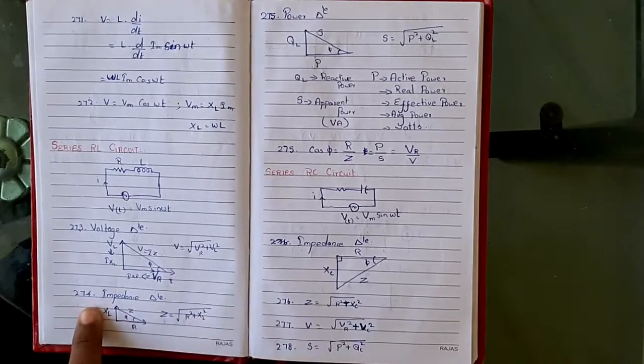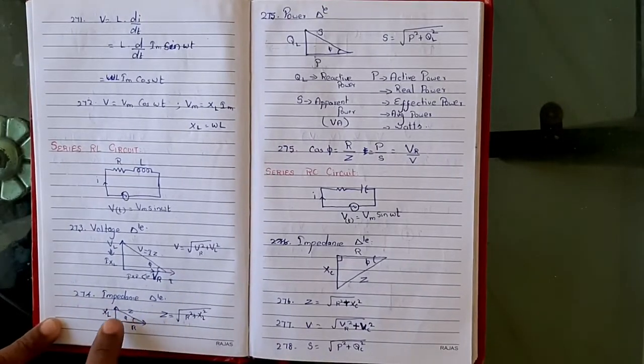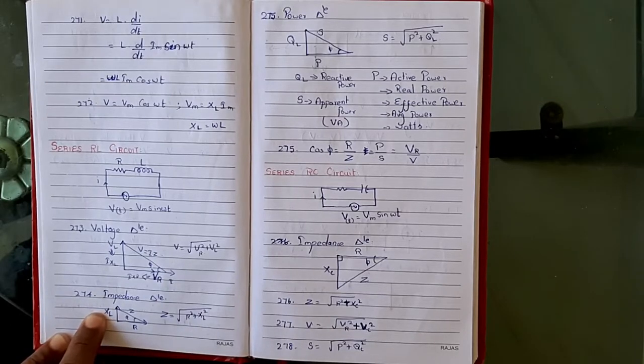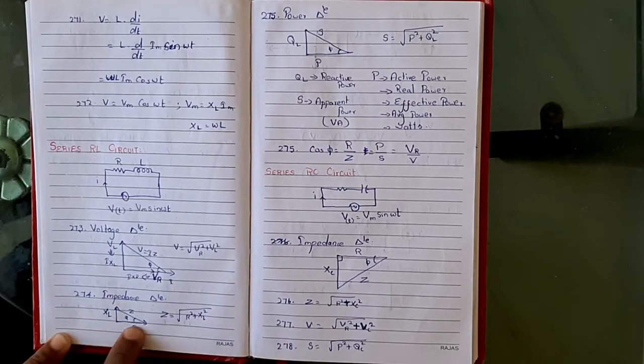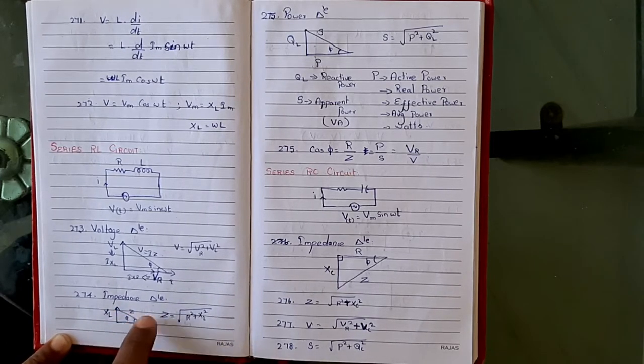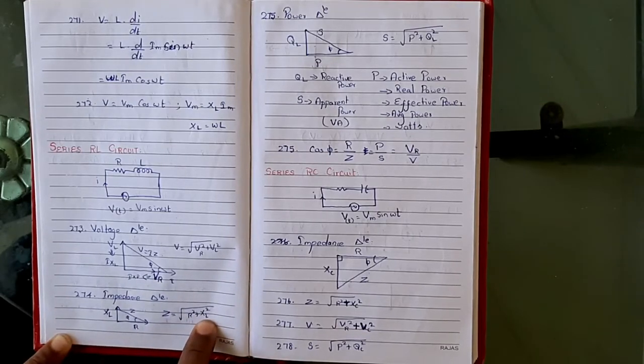Next, formula number 274, impedance triangle. So this is the impedance triangle. Here we have the inductance, here we have the resistance, and here we have the total impedance, and the angle is again pi. According to Pythagoras theorem, Z is equal to root of R square plus XL square.